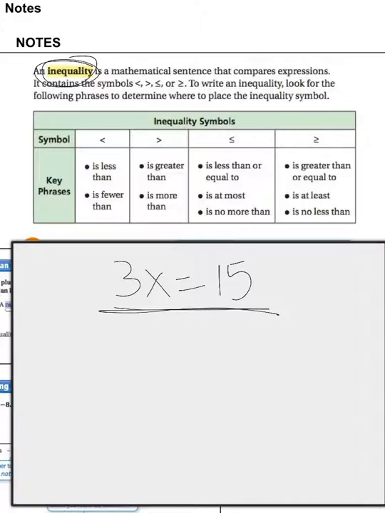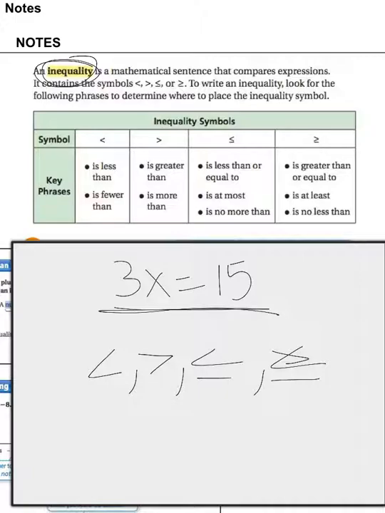An inequality has more than one answer, while an equation with an equal sign only has one answer. Okay? So we represent inequalities using these symbols, and I'm sure you've seen them before. You have your less than, greater than, less than or equal to, greater than or equal to.